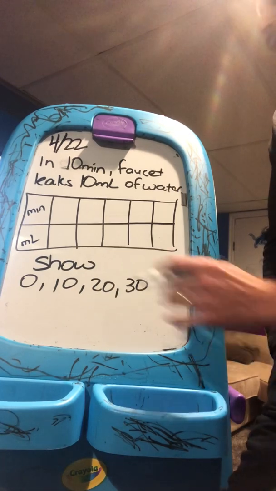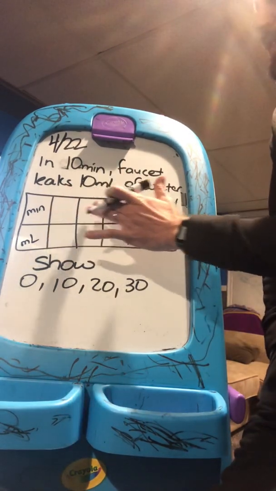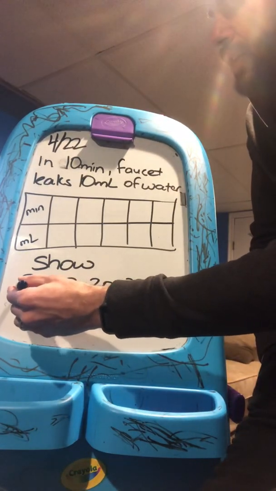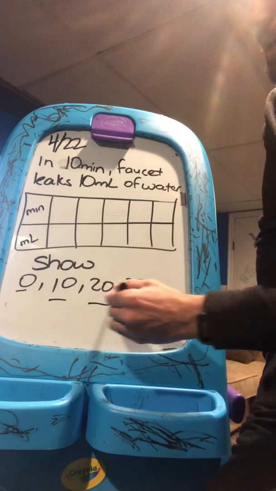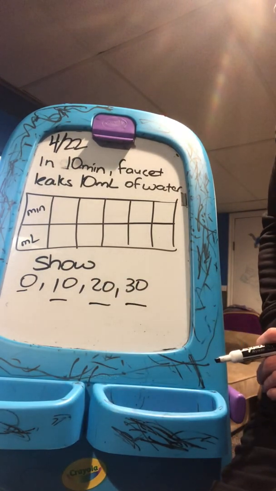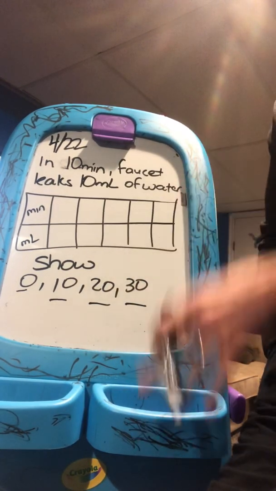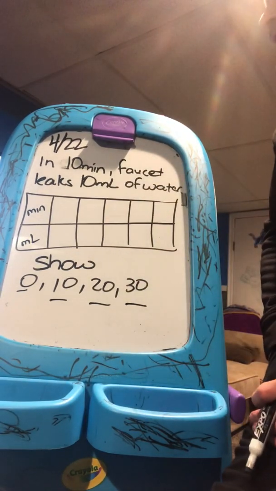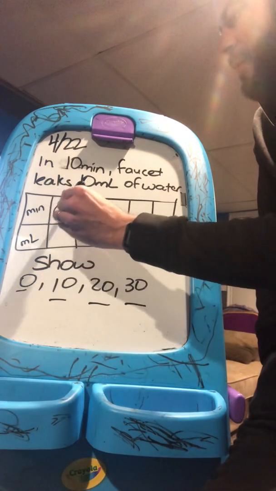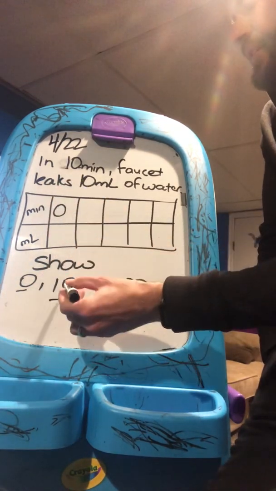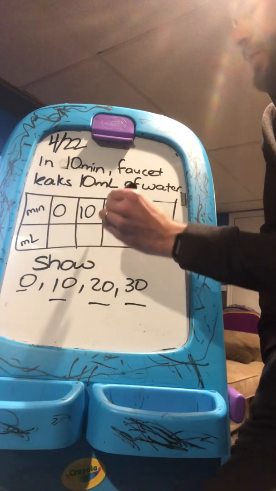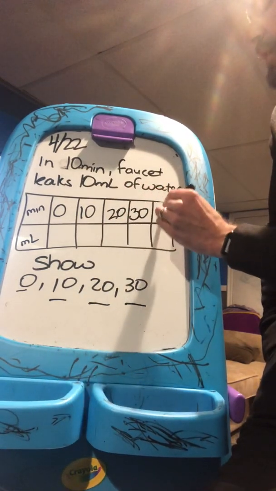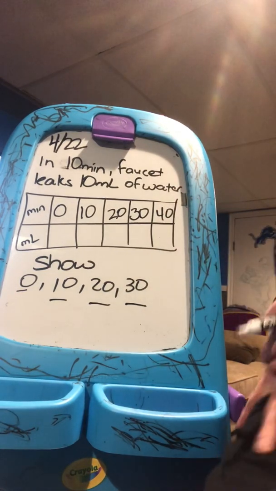So time, I'm going to actually write in the time because they're going to want me to show how much water leaks at 0 minutes, 10 minutes, 20 minutes, and 30 minutes. Seeing that there's a constant amount of 10 milliliters of water that's dripping out every time. So I'm going to show how much water is going to leak in 0 minutes, 10 minutes, 20 minutes, 30 minutes. I'll even add 40 minutes there because I have the space.